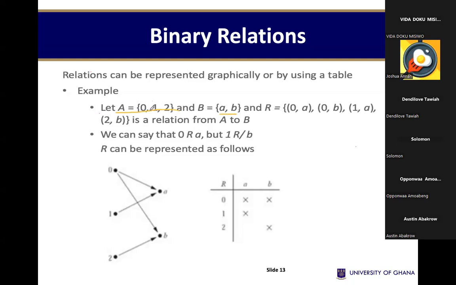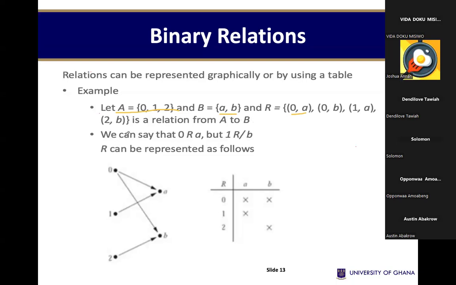0 from set A is related to A in set B. Then we can also have 0 in set A related to B in set B. 1 in set A related to A in set B. 2 in set A related to B in set B, right? Now with that, we can say that this is a relation from A to B.